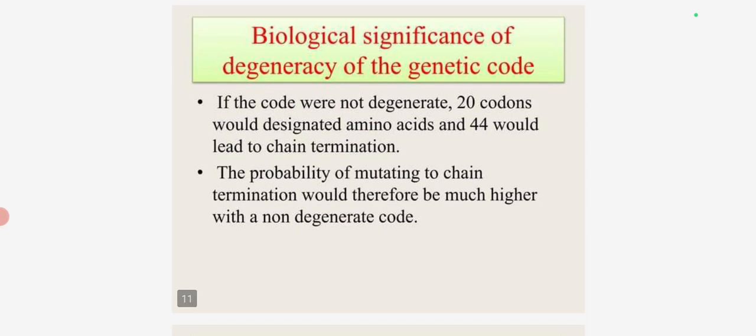Next one, biological significance of degeneracy of the genetic code. If the code were not degenerate, 20 codons would designate amino acids and 44 would lead to chain termination. The probability of mutation to chain termination would therefore be much higher with a non-degenerate code.